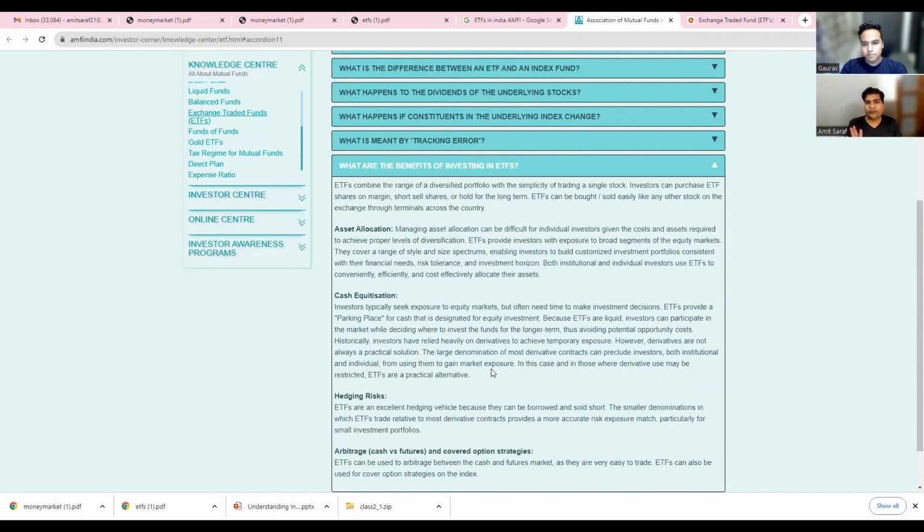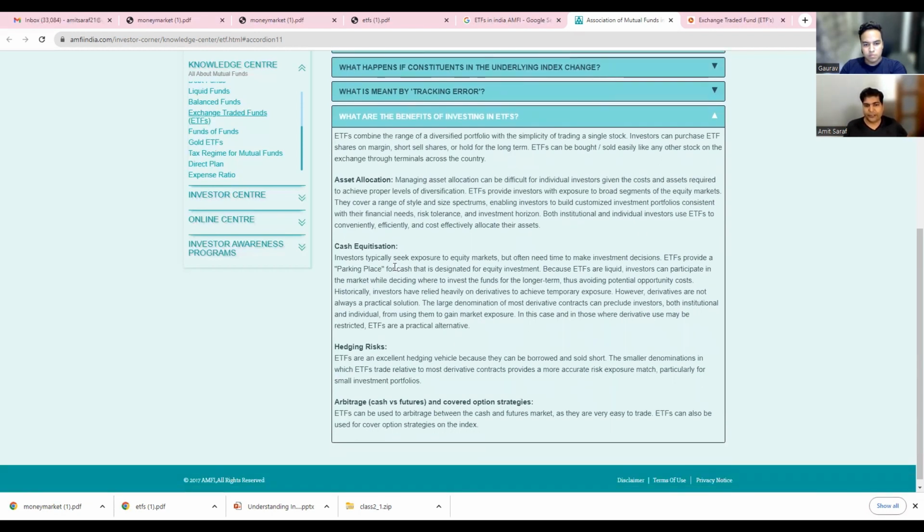So, what are the benefits of investing in ETFs? Managing asset allocation can be difficult for different investors given the cost and assets required. Cash utilization: investors typically seek exposure to the equity market but often need time to make an investment decision. ETFs provide a parking place for cash that is designated for equity investment.